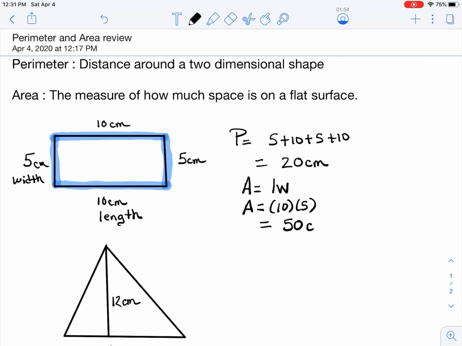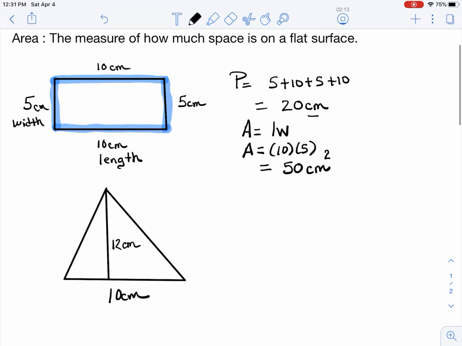Now you want to be careful with the units here. You're going to use centimeters, but you want to put that little 2 up there to signify that you've taken the area of a two-dimensional shape. In perimeter, you don't put anything except the units, which in this case was centimeters.